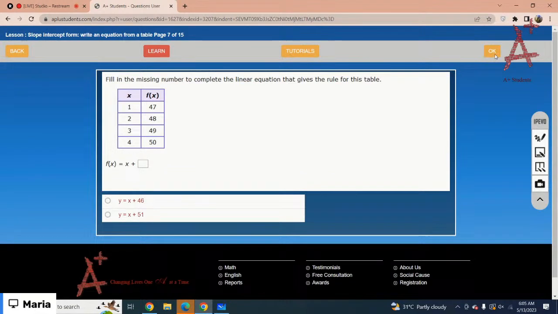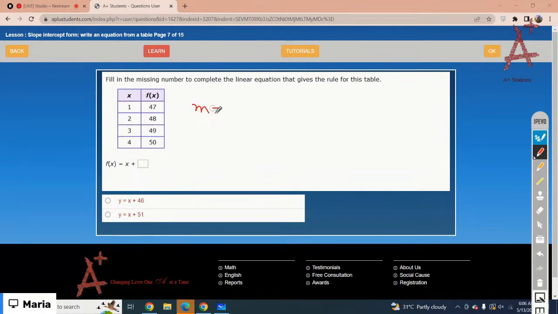Okay, the next one is fill in the missing number to complete the linear equation that gives the rule of this table. So let's just start, you have to calculate the slope and the y-intercept. Got it? So you can just calculate the slope using these 2 points. It would be m equals 48 minus 47 divided by 2 minus 1. So 48 minus 47 is 1 and 2 minus 1 is 1. So the slope would be 1.